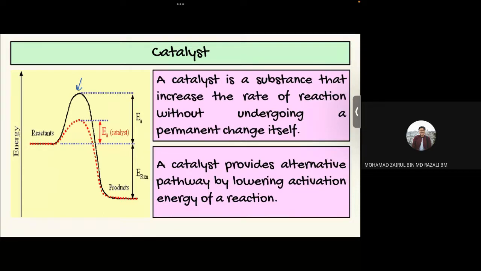Tapi awak kena ingat catalyst ni dia hanya either cepatkan atau lambatkan reaction je. Tapi dia tak effect dekat amount of product. Dia hanya cepat atau lambat sahaja. Itu sahaja. Okay, any other question? Ada apa-apa soalan?